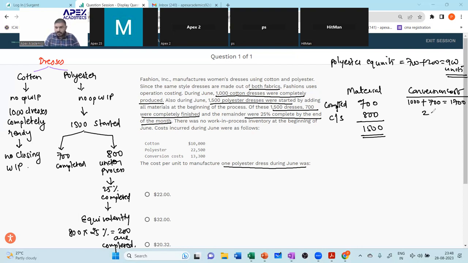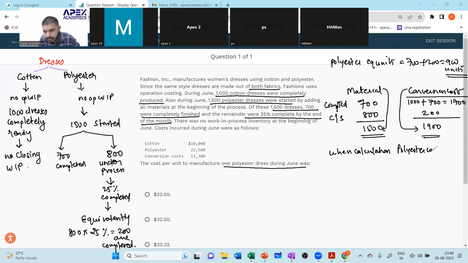Just pay attention. For conversion cost, you have 1000 units and 700 units, so you have 1700 completed. And in closing stock, you have 200. So this comes to 1900 units for conversion. For material, when calculating polyester cost, you will not include cotton material cost. How does it make sense?